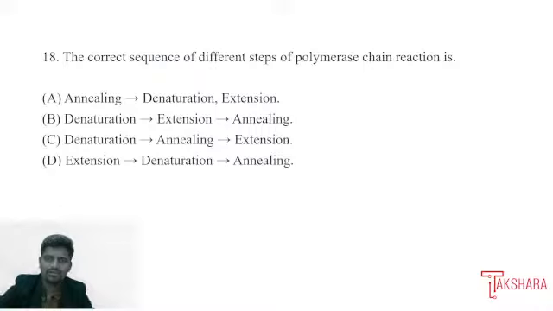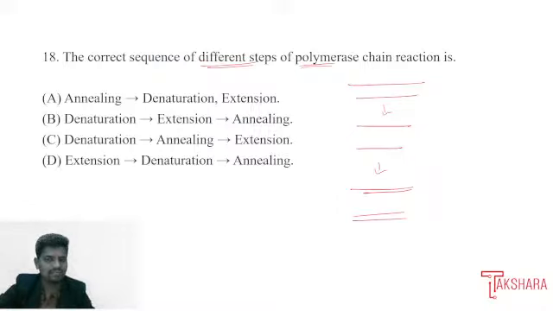The next question number 18. The correct sequence of the different steps of polymerase chain reaction. We are well known as the PCR technique. In this PCR technique, we convert double stranded DNA into a single strand, and single stranded DNA is converted again into double stranded molecules. So double stranded DNA conversion into single stranded needs 92 degrees Celsius temperature.